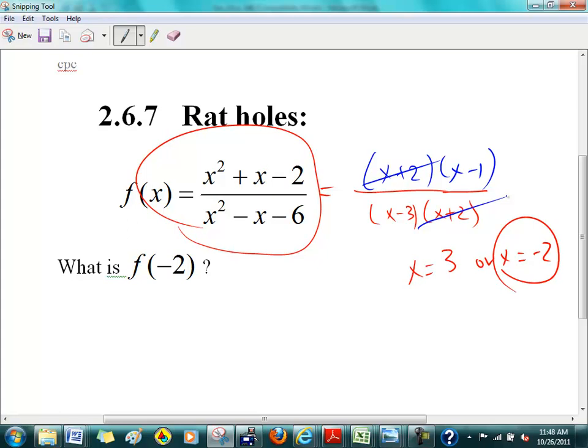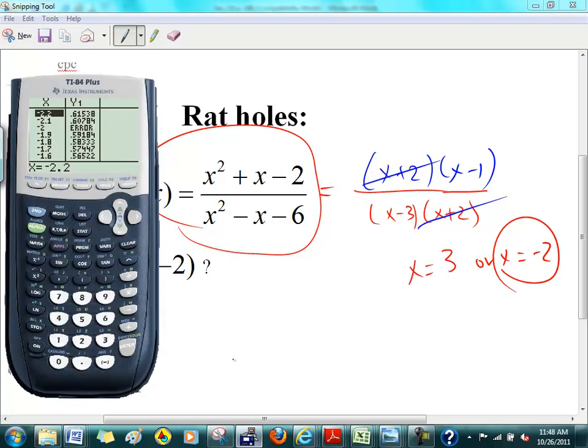So if you take a look at your table where you got an error, what that is saying is that if I put my graphing calculator up and graph that, at x equals minus 2, I'll just do it on the board here, okay? At x equals minus 2, there's a hole in there on the graph. It's undefined. Okay? Everybody get the idea of a hole? Yeah? Okay.